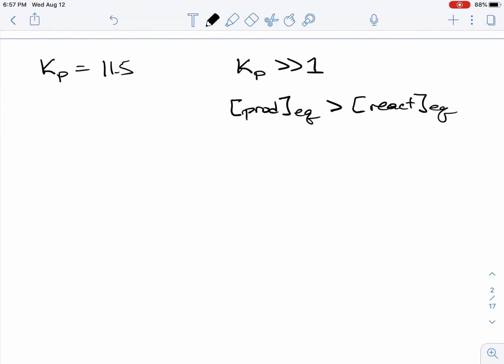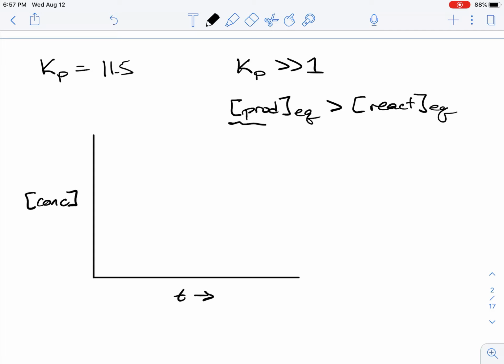And if you wanted to create a concentration versus time graph for when your equilibrium constant is far, far greater than 1, we can put the concentration on the y-axis and time on the x-axis. Since the equilibrium concentration of the product is greater than the equilibrium concentration of the reactant, we're going to put two lines, one on top of each other. Make sure to give it some space. So this is going to represent products at equilibrium, and then reactants at equilibrium.